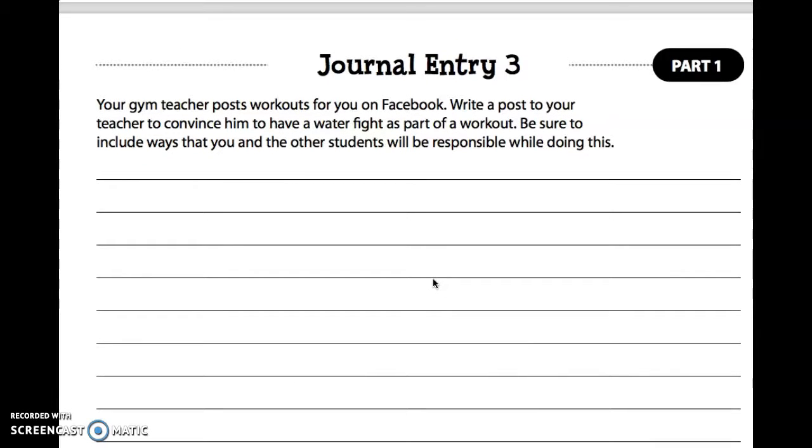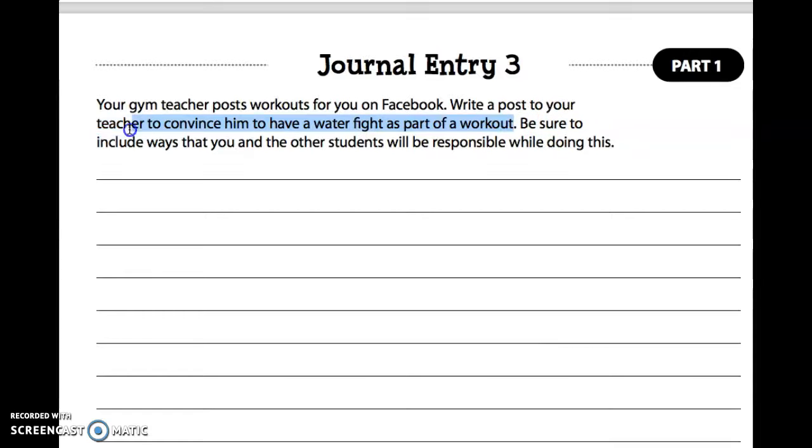So here we go. Your gym teacher posts workouts for you on Facebook. Write a post to your teacher to convince him to have a water fight as part of a workout. Be sure to include ways that you and the other students will be responsible while doing this. So you need to do a persuasive essay to convince, let's pretend Mr. Pachars, or you could convince Miss Herdman, because she also sounds like something fun for ABL, right? How can you convince Mr. Pachars or Miss Herdman to have a water fight as part of the workout?